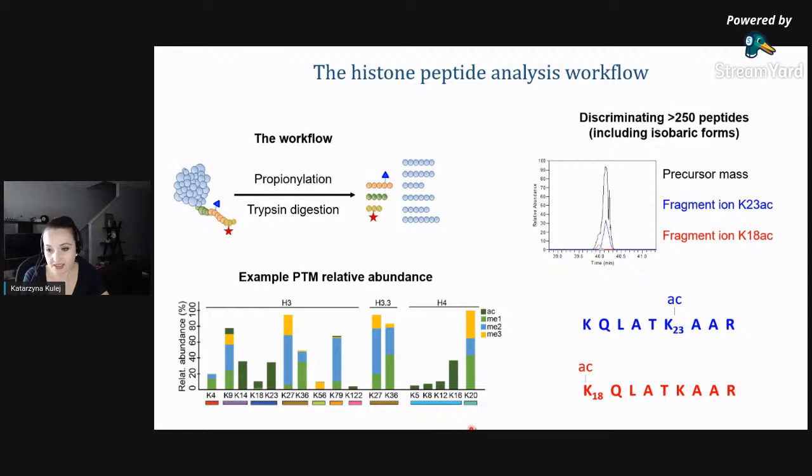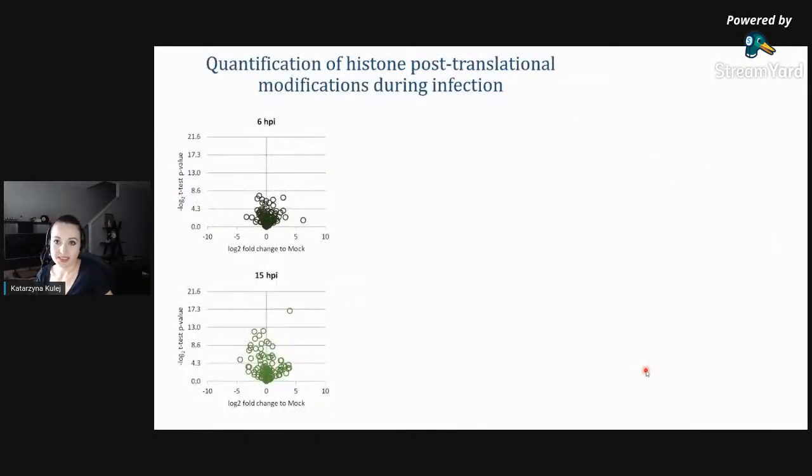Below, I'm showing just an example of the data which we have from a histone analysis. For example, for histone H3, we can quantify multiple different types of PTMs at the same time, and we can define the ratio between them, so how abundant they are relative to non-modified histones. Also to our benefit, we can analyze the isobaric forms of the peptides. By isobaric forms, I mean identical peptides modified with the same number of PTMs and the same PTM, just at a different residue position. So with our approaches, we can also distinguish this type of peptides. So let's go to our results.